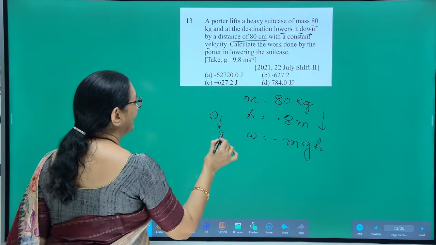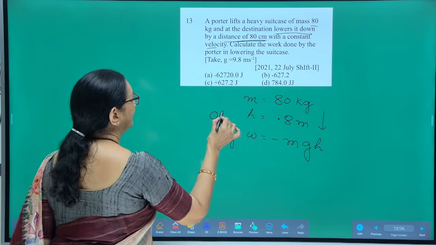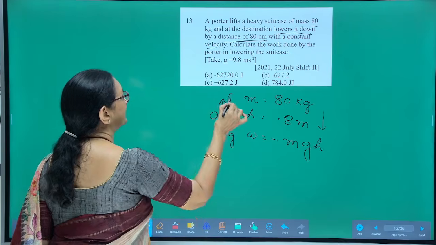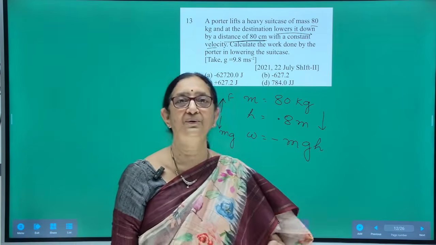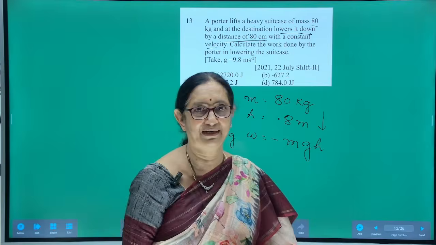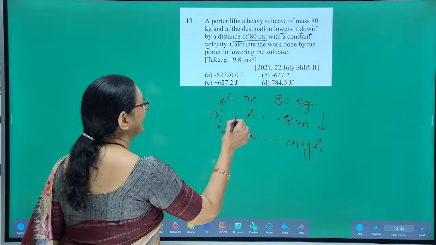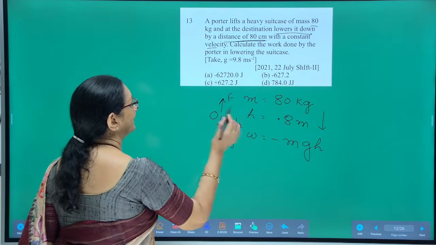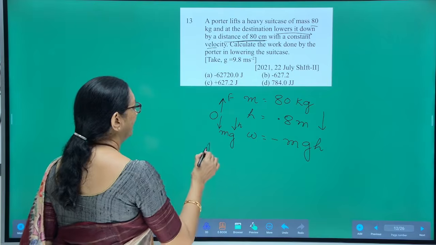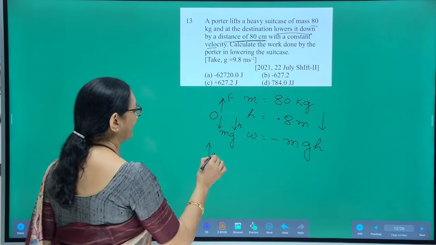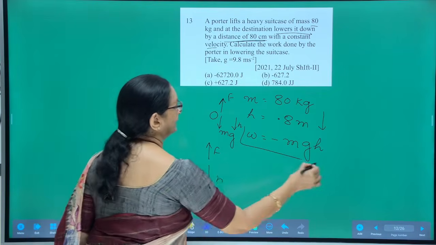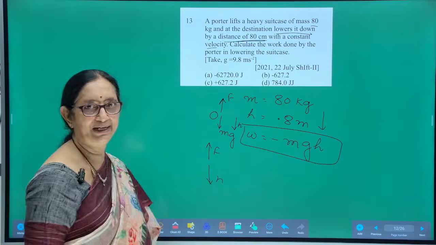So, mg acts in the downward direction. To maintain its velocity constant, he has to apply a force in the upward direction. But as he is lowering, displacement is in the downward direction. Force and displacement are in opposite directions. Work done is minus mgh here.